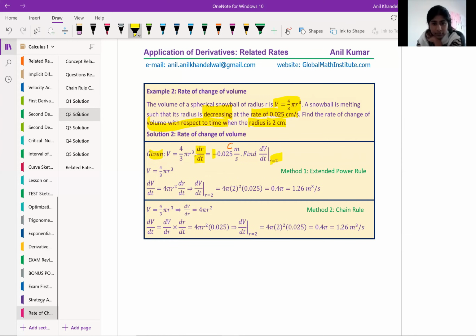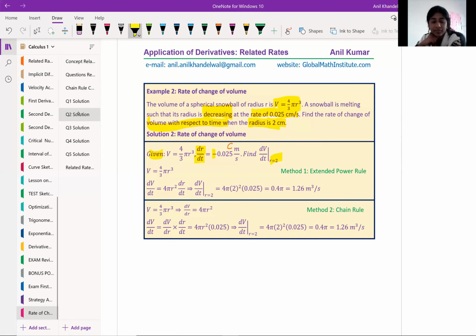Is that clear to you? I like that layout. This is nice and simple because, as it says, rate of change of volume, so that means dV with respect to time, over dt, and then radius 2, written as r equals 2. That's perfect, that's how you write it. Many books follow this nomenclature. Yes, this is a very standard way of writing. Sometimes they write when r equals 2, but this is better.